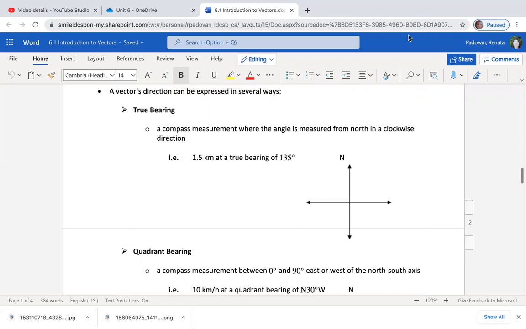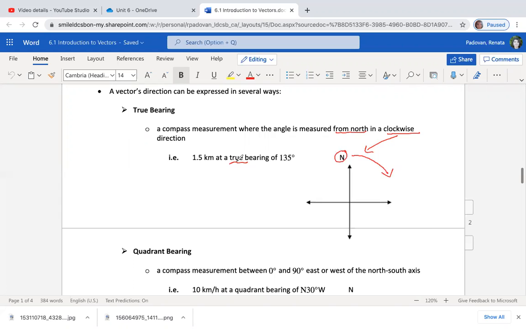The angle is measured from north and it's going in a clockwise direction. It has to be clockwise. So we're always starting at true north and we're always going in this clockwise direction. This is clockwise, right? So an example would be, I have a magnitude of length of 1.5 kilometers at a true bearing of 135 degrees.